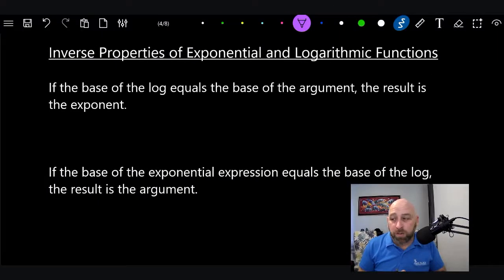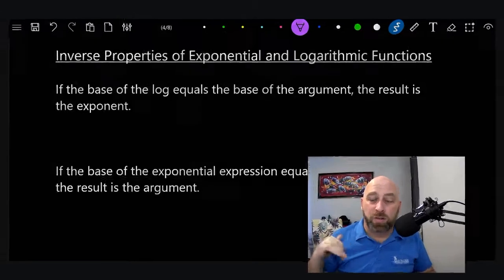In this section, we're going to be talking about how to solve them a little bit differently, because sometimes it doesn't work the ways that we learned in the first part. Sometimes we have to use what's called the inverse property of the equation. In other words, with a logarithmic equation, we have to change it over to an exponential, and with an exponential, we have to change it over to a logarithmic. That's what inverse means here.